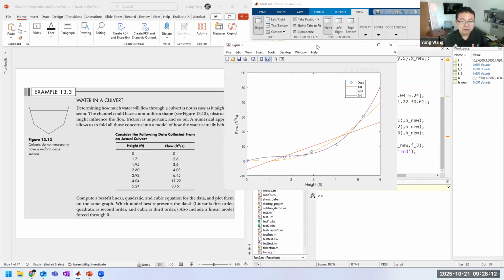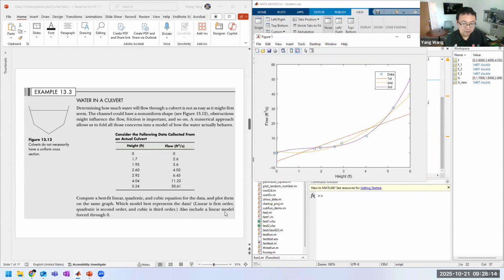The other thing you can see from this problem is that it also wants us to include a linear model that is forced through zero. So what does that mean? We know that when the height is zero, the flow should be zero, right? But right now with our linear fit, when the height is zero, it actually has a negative flow, which means the water is flowing backwards. So this doesn't make sense from the physical perspective. We want to create a linear fit that goes through zero and still tries to minimize the error. For that, we talked about how to do the fit in our last class.